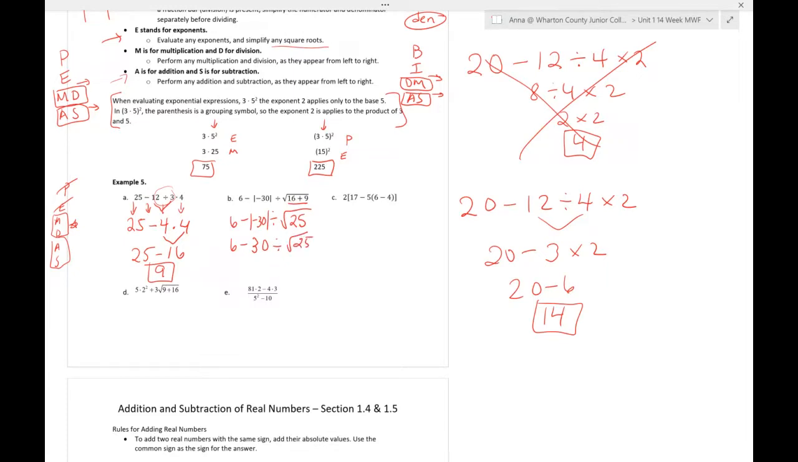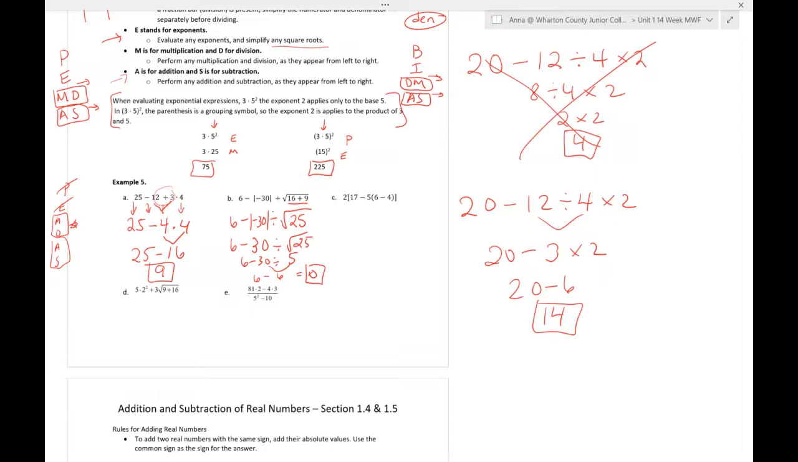Next is exponents. Exponents also mean square roots. So I'm going to do square root of 25, which is 5. So 6 minus 30 divided by 5. 30 divided by 5 is 6, so I get 6 minus 6. So this equals 0.